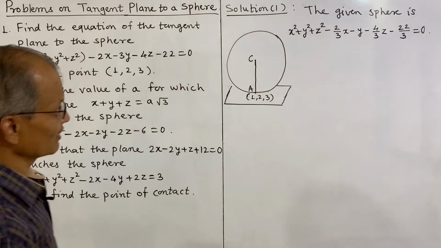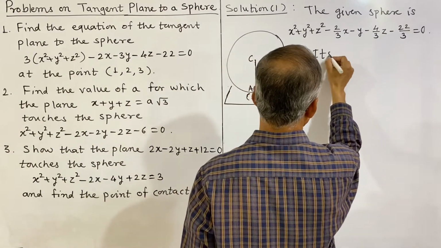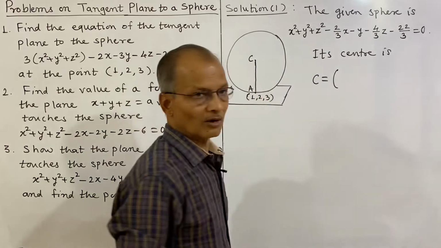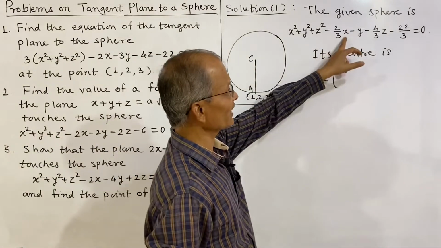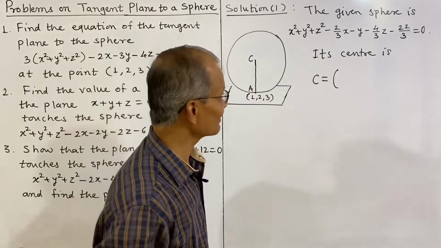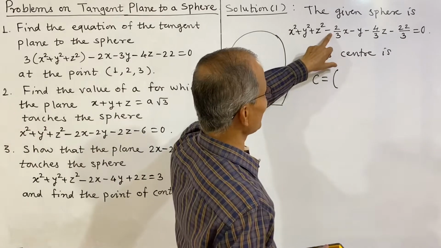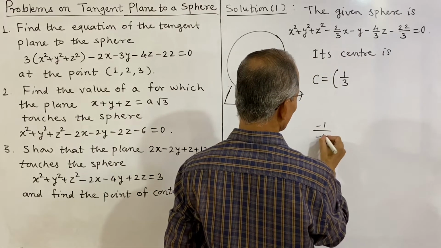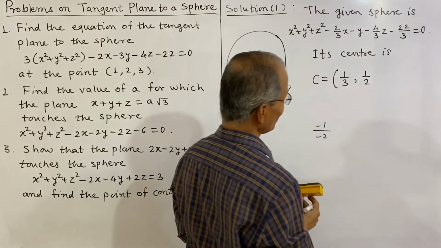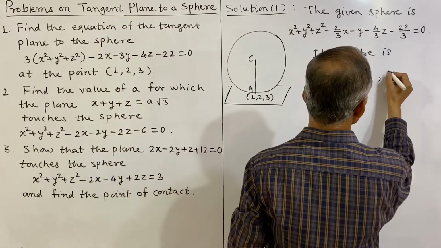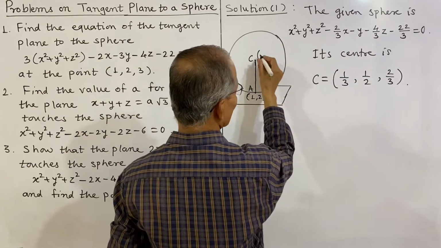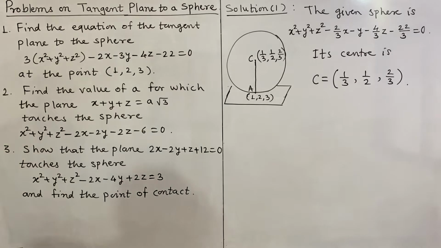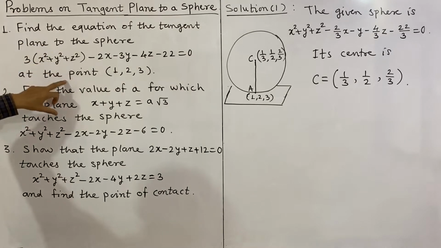We want to find the center. So, the center's coordinates, and we shall now write the center as C directly. So, C is equal to, how to write the center's coordinates? We divide the coefficient of x, y, z by minus 2. We get directly the x, y, z coordinates of the center. So, dividing this by minus 2, it will be 1 by 3. Dividing minus 1 by minus 2, it is 1 by 2. Dividing minus 4 by 3 by minus 2, it is 2 by 3. So, these are the center's coordinates, which are 1/3, 1/2, 2/3. We have to find the equation of the tangent plane at this point.